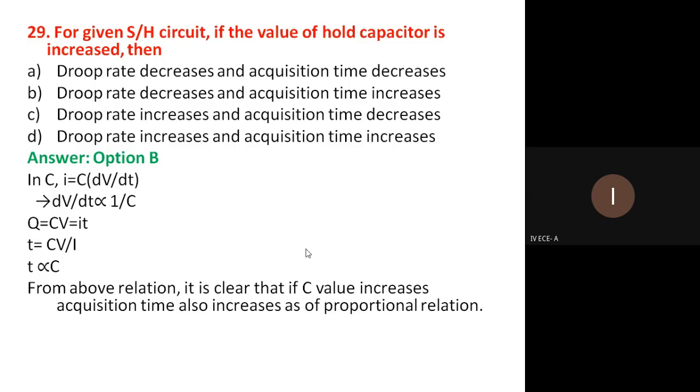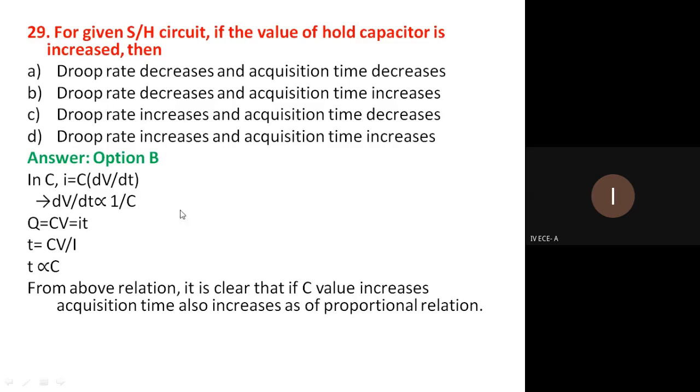Next, problem number 29. For a given S and H circuit, if the value of hold capacitor is increased, then: droop rate decreases with the acquisition time decreasing; droop rate decreases and acquisition time increases; droop rate increases and acquisition time decreases; droop rate increases and acquisition time increases. Here the answer is B.